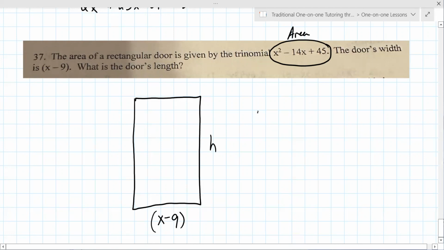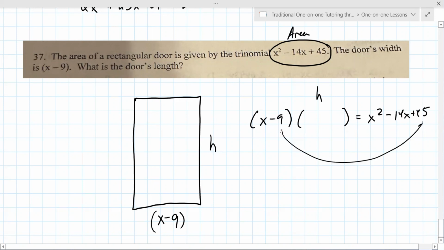And the other way is x minus 9 times something equals x squared minus 14x plus 45. So it's like reverse FOILing it. Yeah, you will know how to do this in a future chapter. Pay attention to the 9. How do you go from 9 to 45? How does that work? Multiply by 5. Multiply by negative 5. Yeah, and then x goes to x.